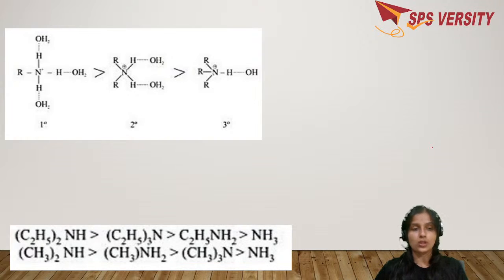So with the substitution, if it is an ethyl group, then the order is different. If it is a methyl group, then the order is different. In both the cases, generally the secondary amines are most basic. If it is an ethyl group, then the plus I effect will be more. That's why the tertiary amine is more basic compared to the primary amine. Whereas in case of the methyl groups which are substituted in amines, the primary amine is more basic than the tertiary amine. So considering these factors, we have to explain the basic strength.